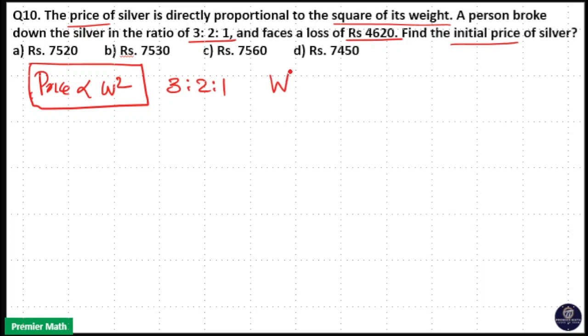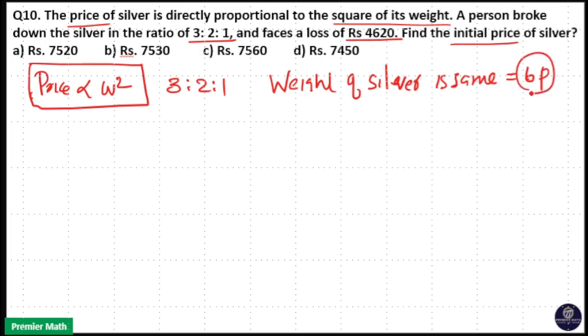Here in both cases, the weight of the silver is the same, that is 6 parts. Initially the weight was 6 parts, and 6 parts of silver is broken into 3 parts, 2 parts and 1 part. So one single piece is broken into 3 pieces.